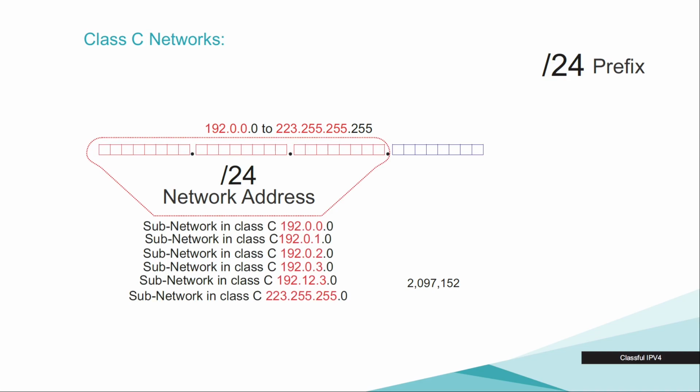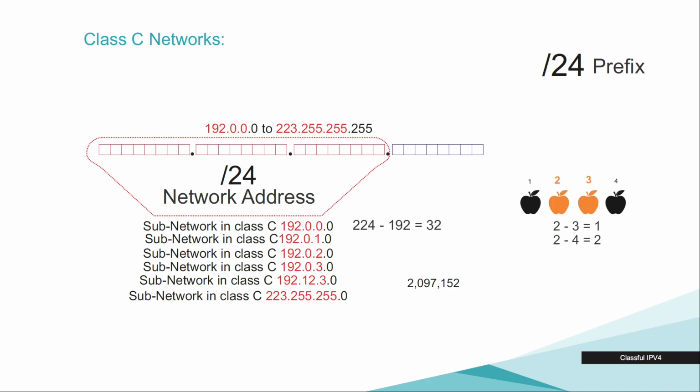So in Class C, we can see the subnetwork 192.0.0.0, 192.0.1.0, 192.0.2.0, 192.0.3.0, 192.12.3.0, and this will be up to the subnetwork 223.255.255.0.